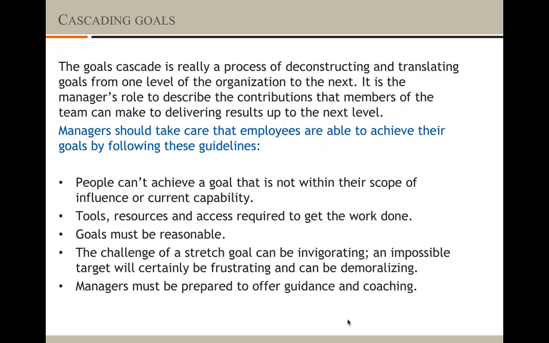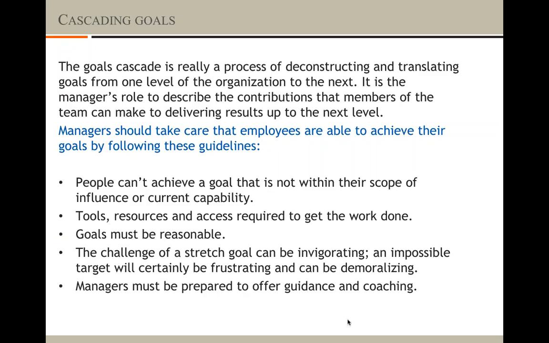Tools, resources, and access required to get the work done: the manager should make sure that their team has all the resources and the access. So they should not waste time trying to get the access, and he should make sure that all the things are really in place.